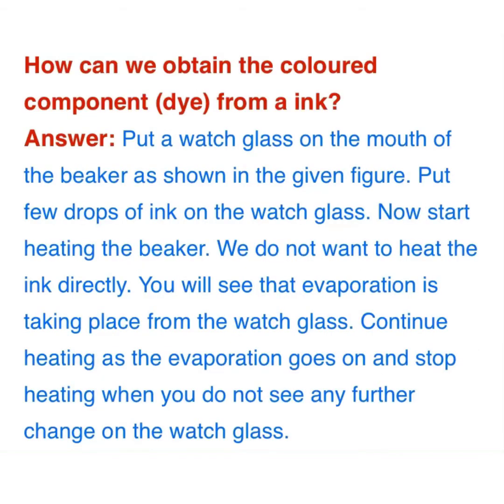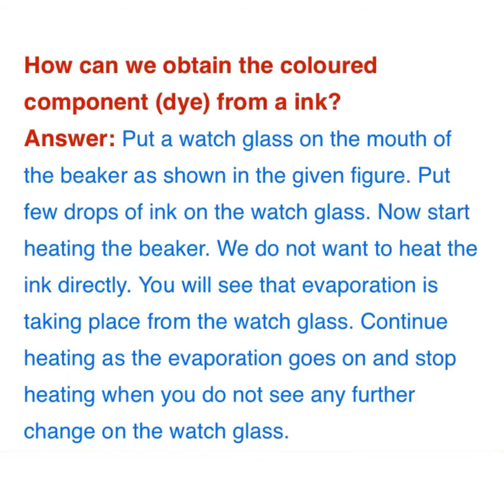If we want to separate dye, that is the colored component, from blue or black ink, then how can we do that? Let us see it through an activity. Put a watch glass on the mouth of a beaker as shown in the figure. In the next slide you can see the figure. Put a few drops of ink on the watch glass. Now start heating the beaker.